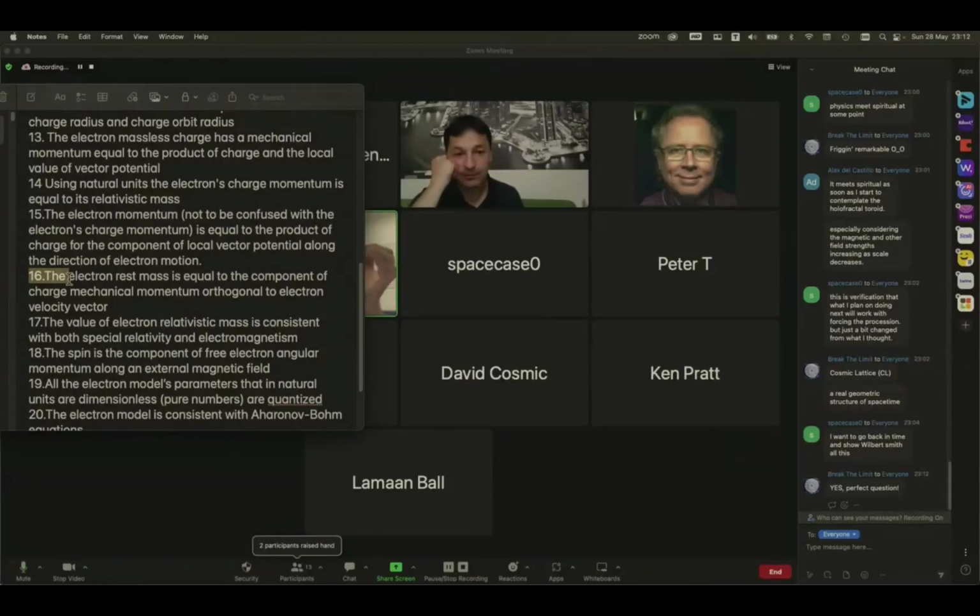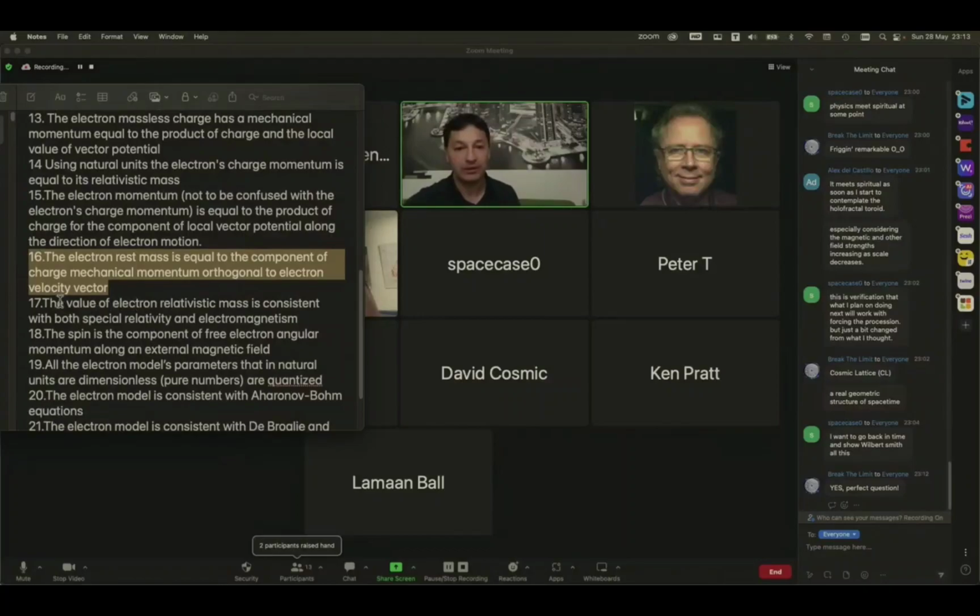It was so good. 16. The electron rest mass is equal to the component of charge mechanical momentum orthogonal to the electron velocity vector. Yes, exactly. So it means that you have the Zitterbewegung momentum that I talked about, and the Zitterbewegung momentum defines the mass of the particles. The more massive the particle is, the larger internal momentum it has, which is somehow logical, that the mass of the particle is expressed itself as the internal momentum of this electromagnetic field.